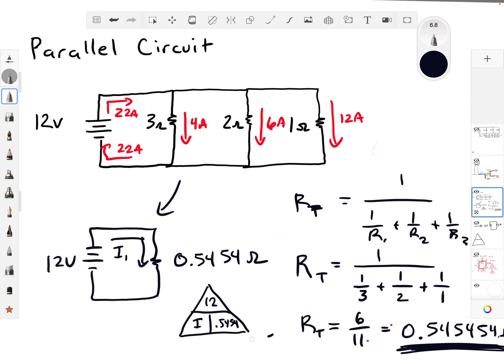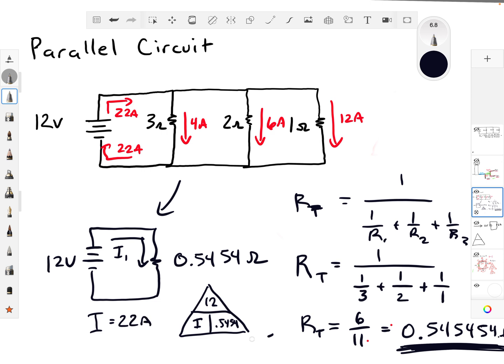12 divided by 0.5454. So on my calculator, I hit 12, then I hit divided by, then I hit second, which is the top blue button, answer, because that will pull most of that decimal down. It comes out to obviously be 22 amps, because we've already solved for that before. So the total current is 22 amps.